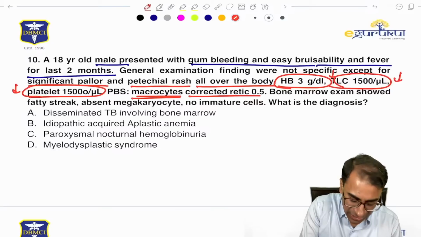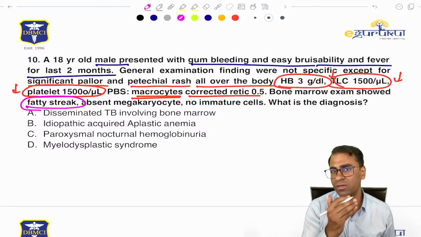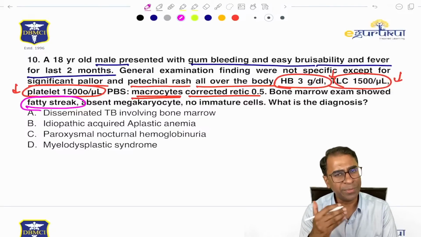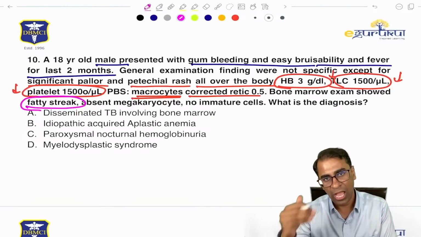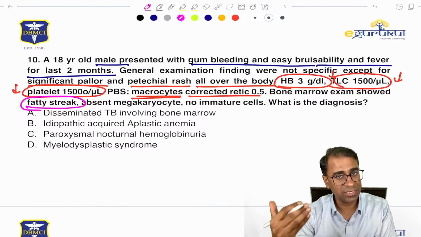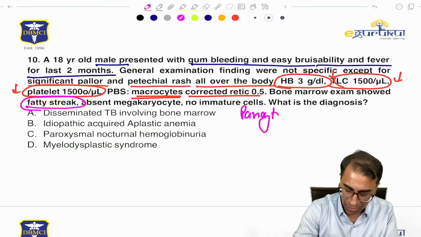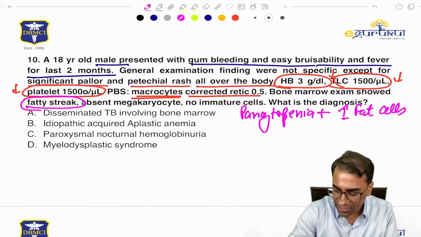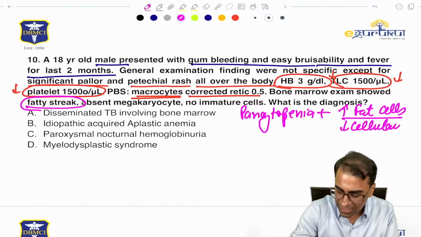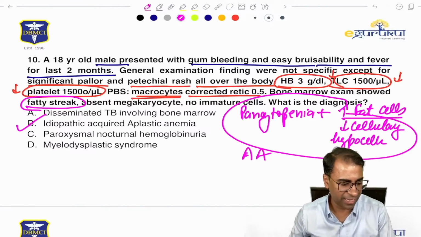Low, right? The word fatty streak, what does this word mean? Look, when you say the ratio of cells in the bone marrow is 1:1, what you mean is the ratio of cells to fat is 1:1. As age increases, fat increases and cells decrease. So in this case the patient has pancytopenia, and along with that an increase in fat cells in the bone marrow. Fat cells in bone marrow means decrease in cells, hypocellularity. Hypocellularity means the whole case has become what? Aplastic anemia. It has now become a case of idiopathic aplastic anemia.